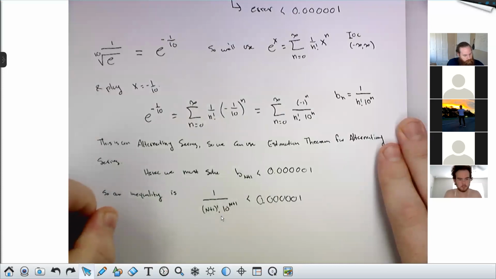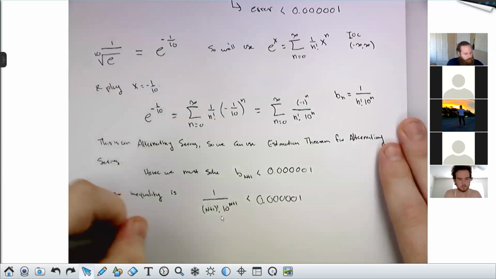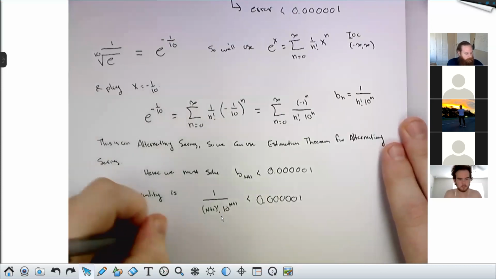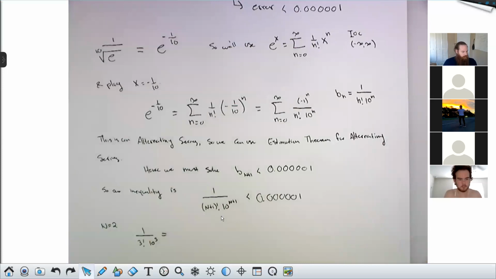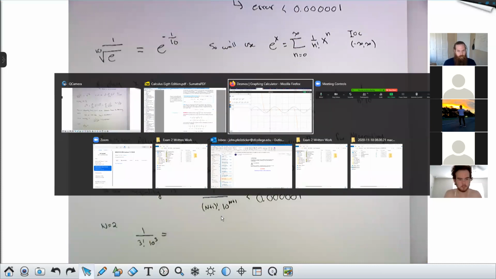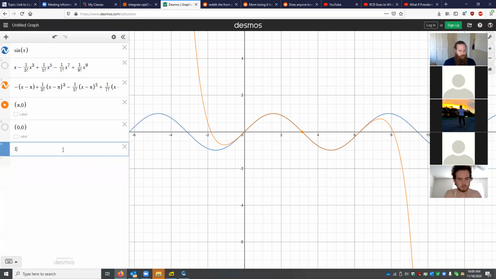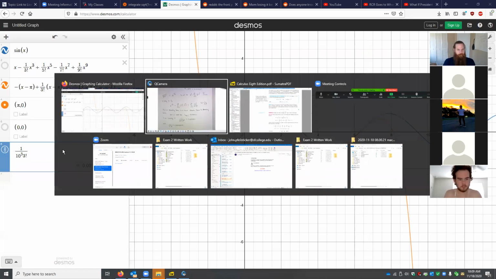If we think n equals 2 might do the job, then that's going to be 1 over 3 factorial times 10 to the 3. And 3 factorial is 6, 10 to the 3 is 1000. I'll just use decimals here real quick. So 1 over 10 to the 3 times 3 factorial. This is 0.0001, and then 6 is 666, blah, blah, blah.